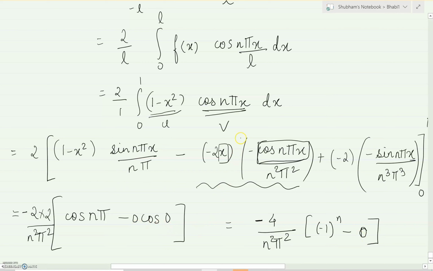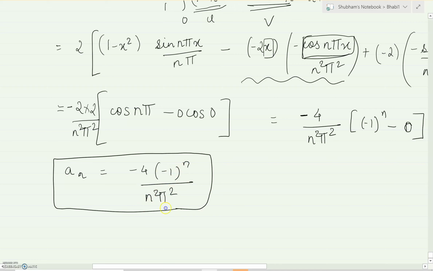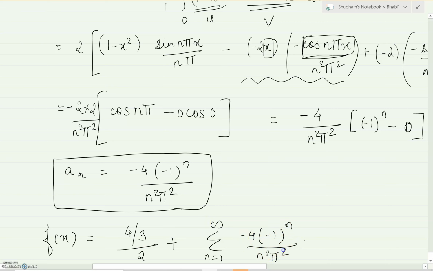So the final answer for an will be minus 4 times minus 1 raised to n, upon n square pi square. Since you know that bn is 0, my final Fourier series will be a0 by 2 plus summation n goes from 1 to infinity of an, which is this value, times cos of n pi x by L, so n pi x by 1. So this is my required final Fourier series. I hope you have understood this.